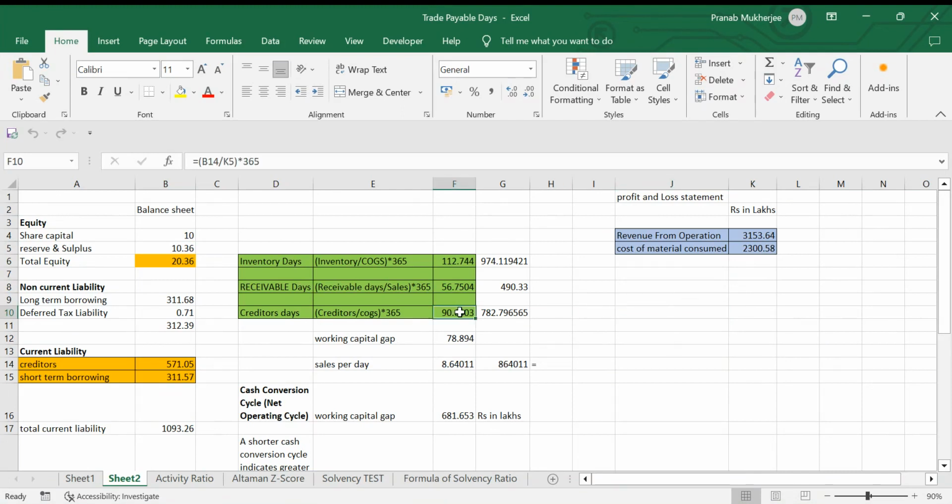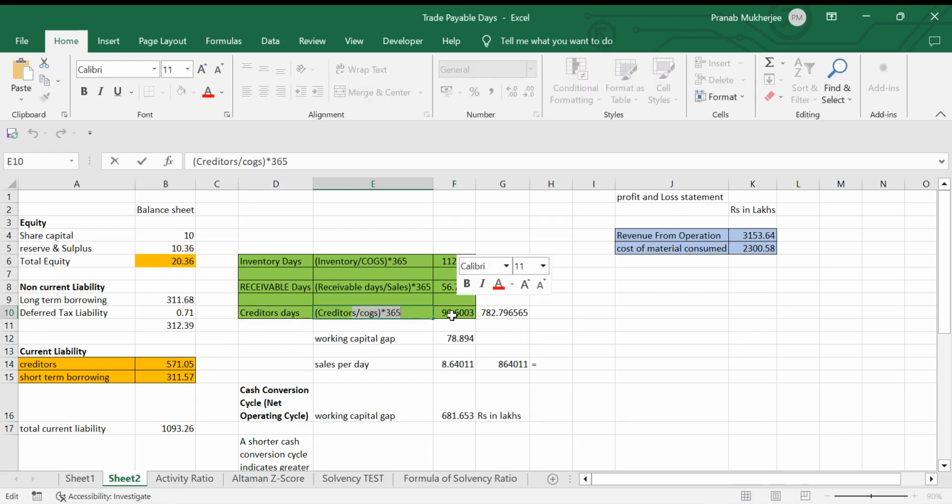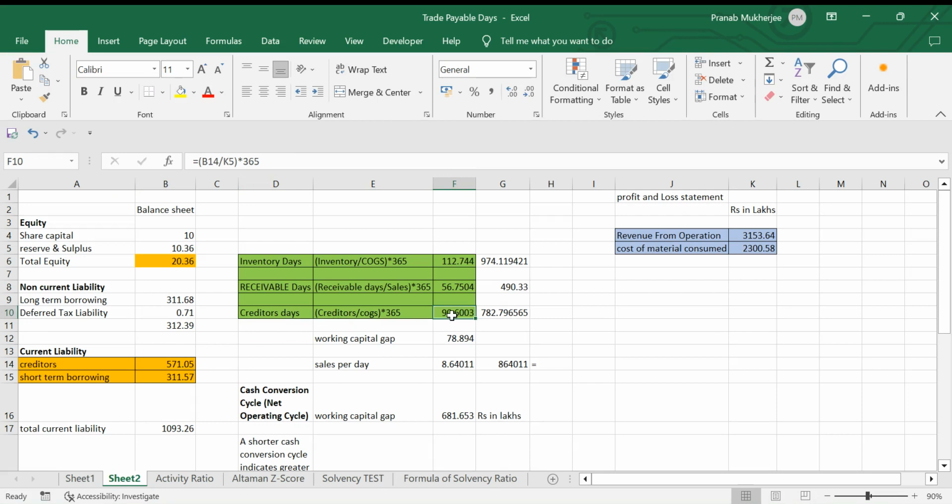90 days is too much. Creditors days is creditors divided by cost of goods sold, multiplied by 365. The value comes out to be 90. Nobody gives you 90 days. The suppliers supplying raw material to you are giving 90 days, meaning you buy the raw materials and pay after 90 days. That doesn't happen that way. But the company is showing 90 days, so the company is not managing efficiently and needs a lot of funds. They are taking 7 crore in loan. With 974 inventory days, about 9 crore 74 lakhs is stuck in inventory.